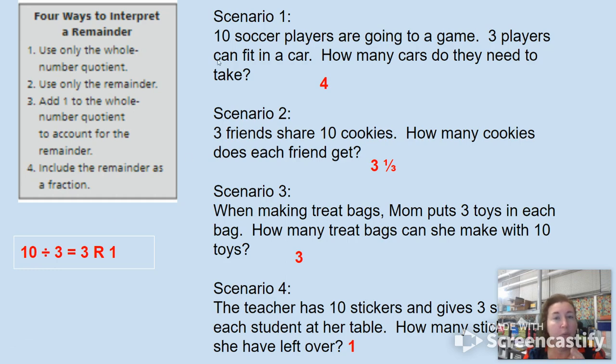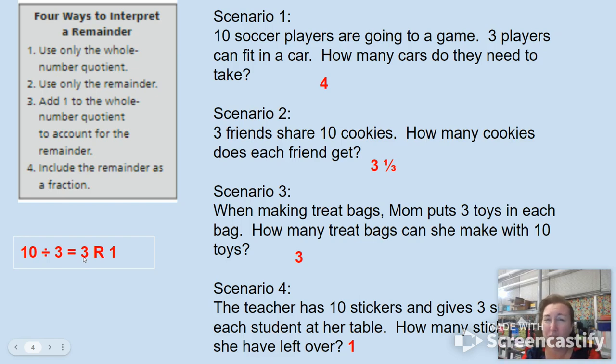But then, what if we put that division problem in a story problem, a word problem? And we have to think about the way that remainder affects the answer. For instance, number 1, 10 soccer players are going to a game. 3 players can fit in a car, so how many cars do they need? Well, there's no such thing as 3 remainder 1 cars. So a lot of students said, well, we take 3 cars, Miss Johnson. We just leave off the remainder 1.